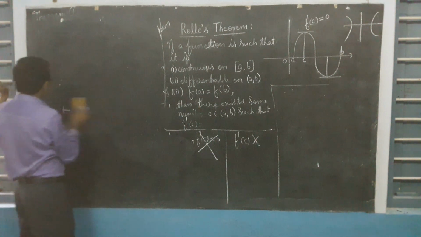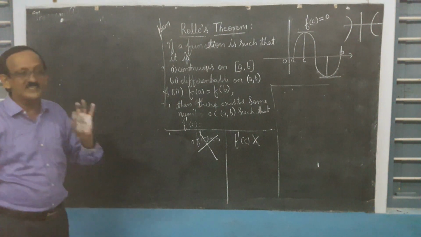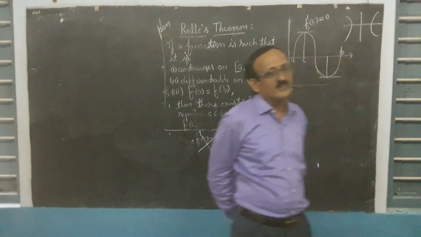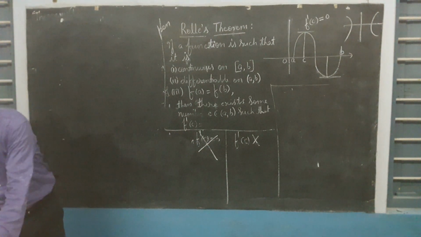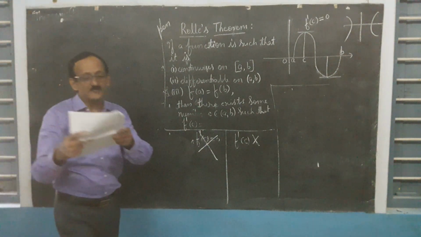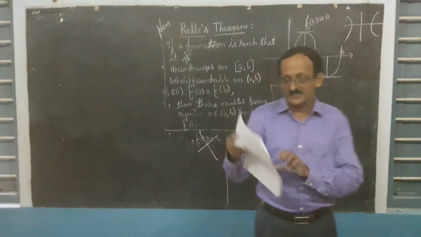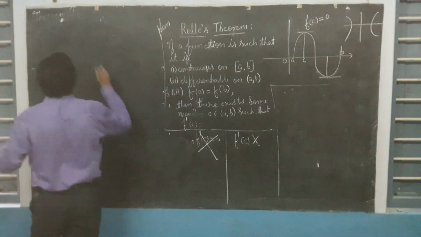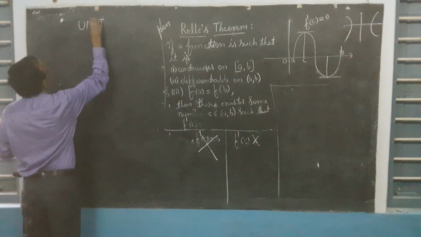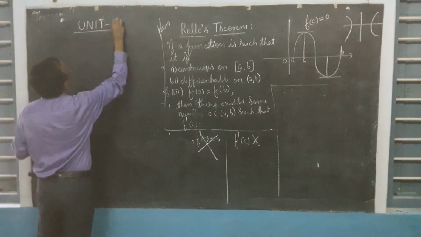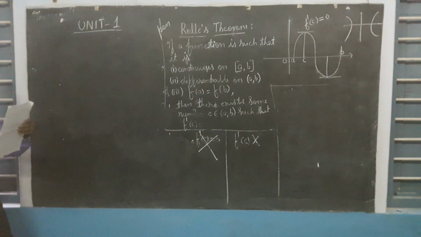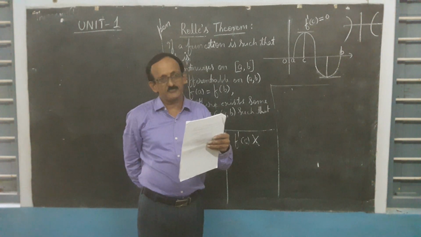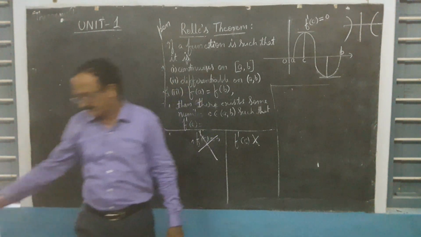Now we come to the first main theorem of your first semester BSc syllabus. You have 4 units, and what we are going to begin here is unit 1. In unit 1 you have increasing functions, critical points, then the recapitulation, and Rolle's theorem. Rolle's theorem is the first theorem.